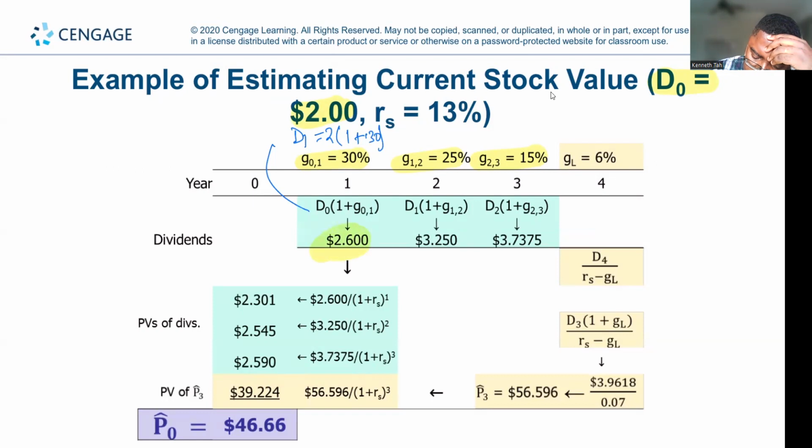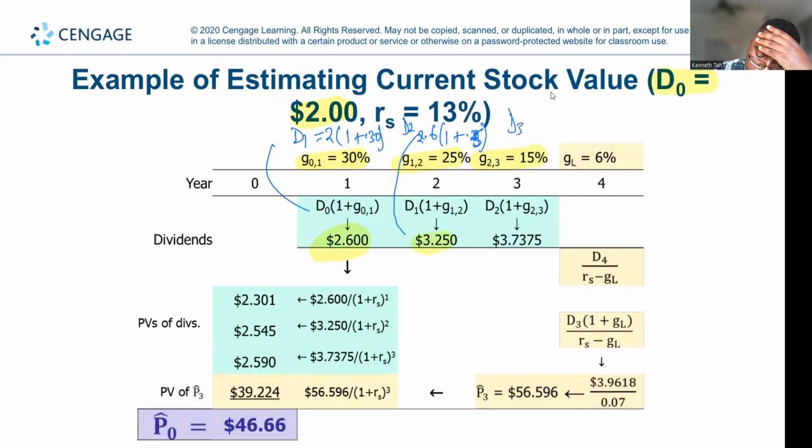And then we come to the next one, which is D2. So this is 2.6 times 1 plus the growth rate, which is now 25%, 0.25. And we are going to get this. And then this one, so we are calculating the dividend. So this is dividend year 1, this is dividend year 2.